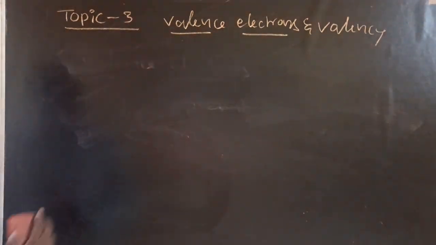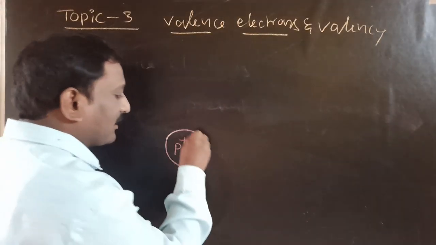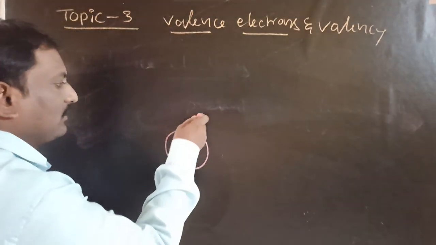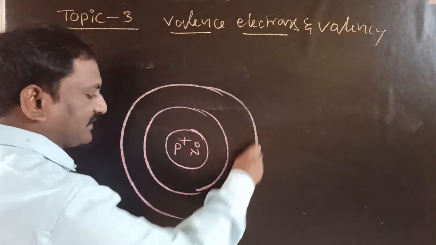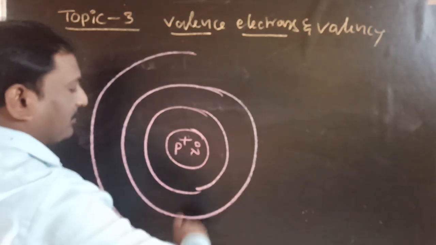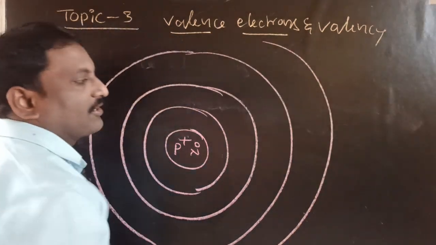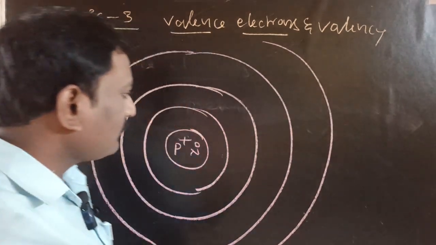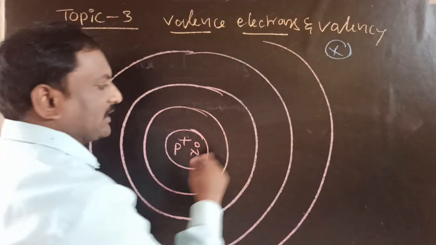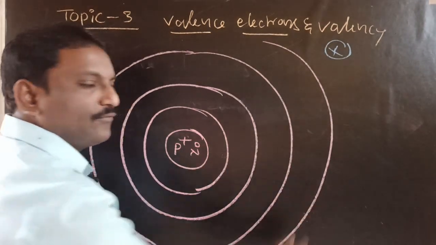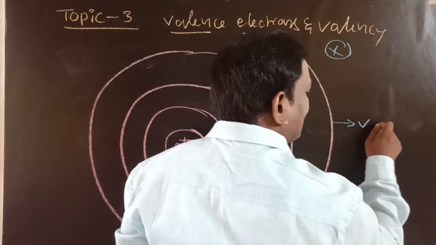You must know that all the protons and neutrons are located at the center of the atom, called the nucleus. Negatively charged electrons are revolving around the nucleus in fixed circular paths. Let me draw this here. These are shells or orbits. Let us assume atom X. It has 4 shells: 1, 2, 3 and 4. The fourth shell will be the valency shell.